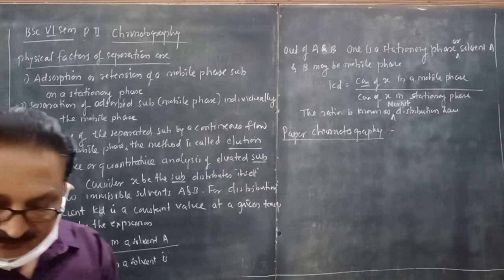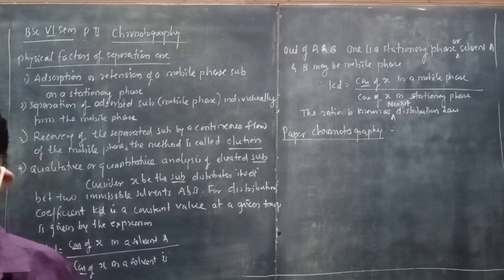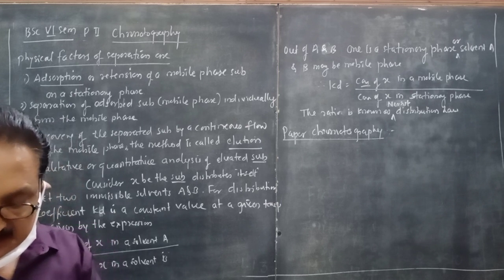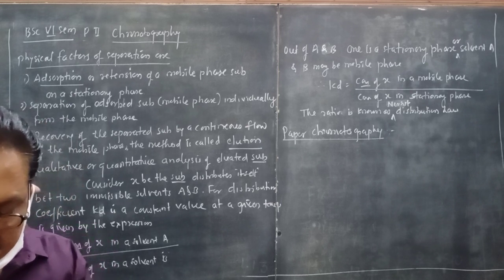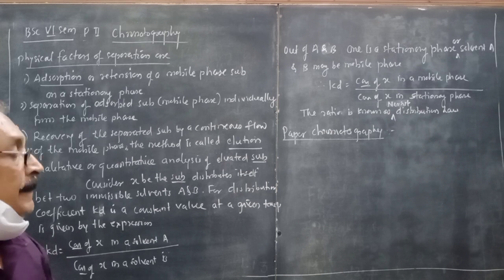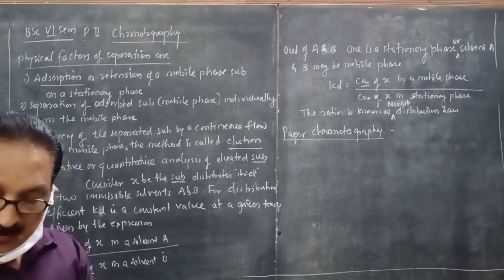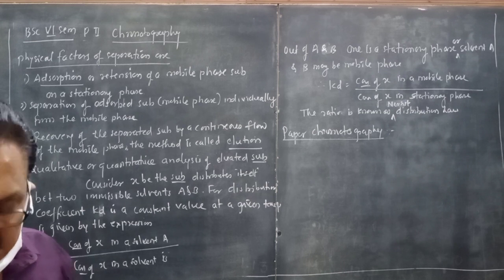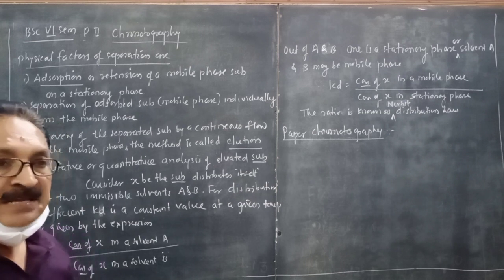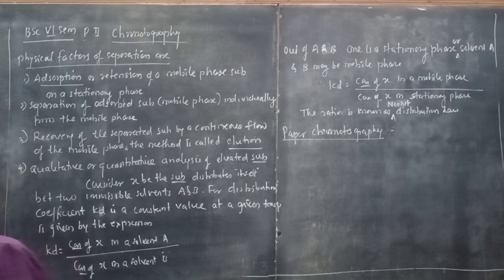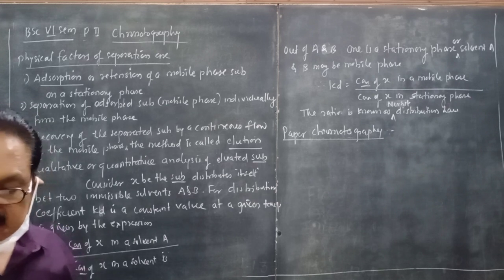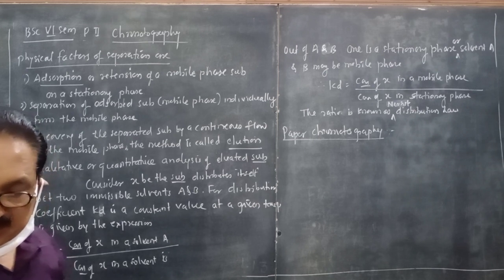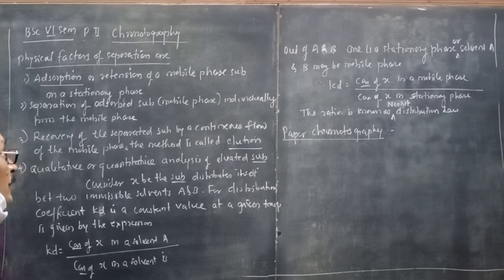There you studied column chromatography, and in column chromatography, the stationary phase is solid and the mobile phase is liquid. Similarly, in paper chromatography, both the stationary phase and the mobile phase are in liquid state. The third one is thin layer chromatography, then ion exchange chromatography, gas liquid chromatography, and gas solid chromatography. These points were discussed in the previous class.